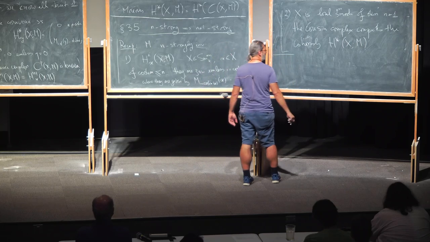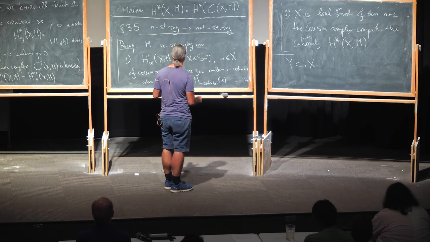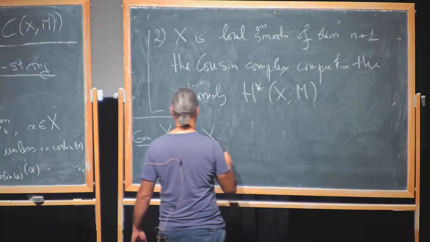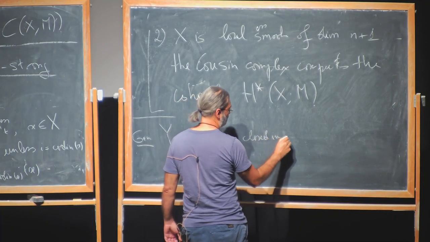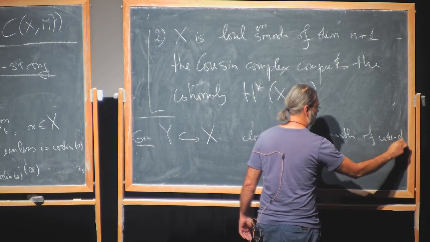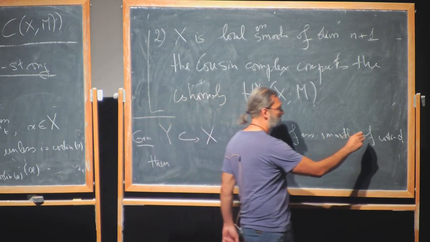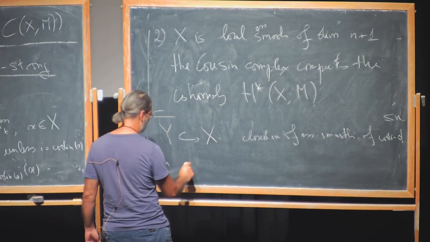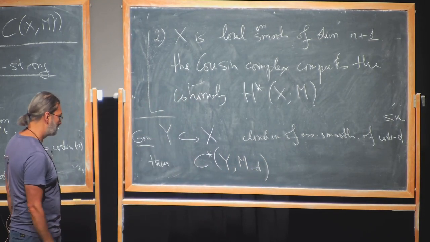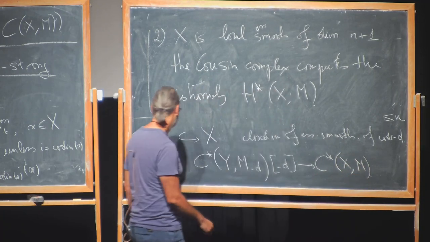Let me notice the following. Now if we have some Y inside X, and this is a general fact, not necessarily X like this, but maybe just essentially smooth, a closed immersion of essentially smooth varieties of codimension d, where d should be smaller than n, then we have a natural morphism of complexes. We can go from the Cousin complex of Y, M minus d, with some shift, to the Cousin complex of M. So this is a fact.